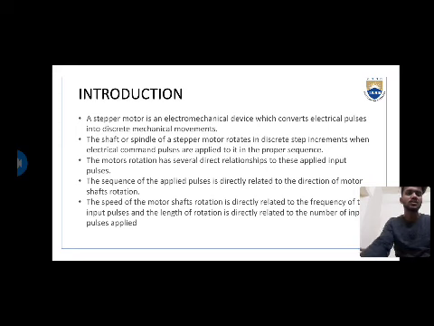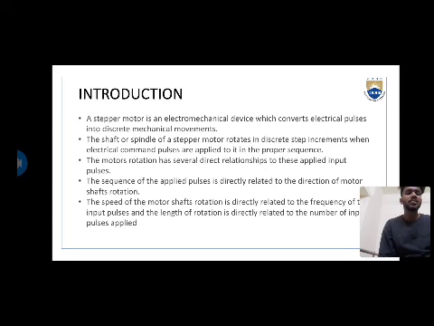Introduction. A stepper motor is an electromechanical device which converts electrical pulses into discrete mechanical movements. The shaft or spindle of a stepper motor rotates in discrete step increments when electrical command pulses are applied to it in a proper sequence. The motor's rotation has several direct relationships to these applied input pulses.